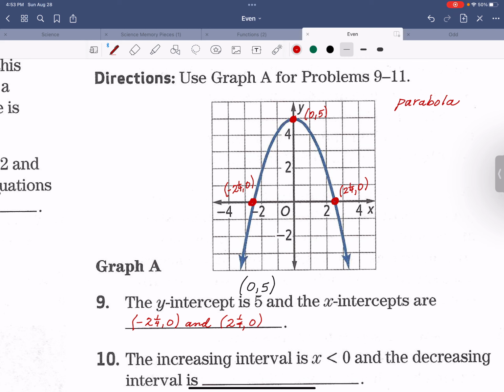If you have a linear equation, a straight line, you will only have one x-intercept. But in this case, we have a parabola. So that would be the answer to number 9.